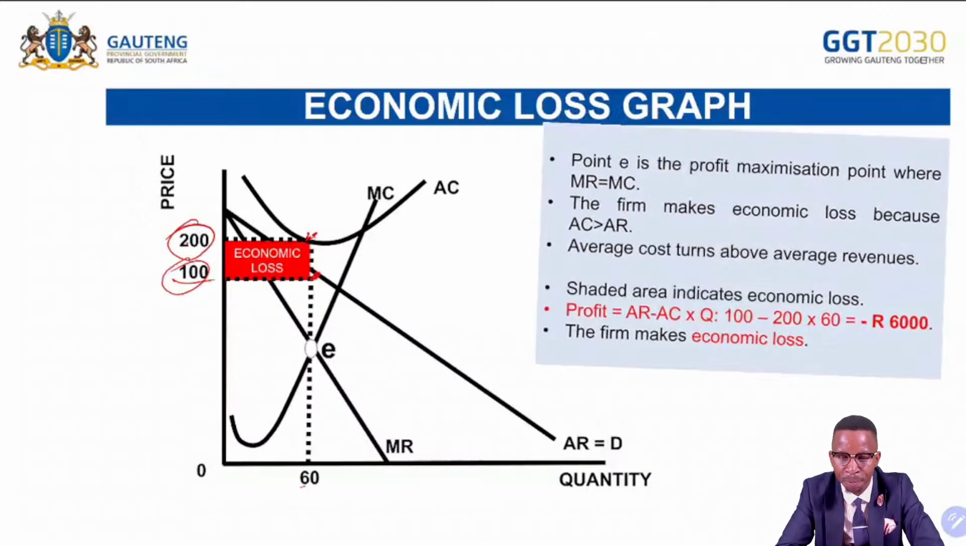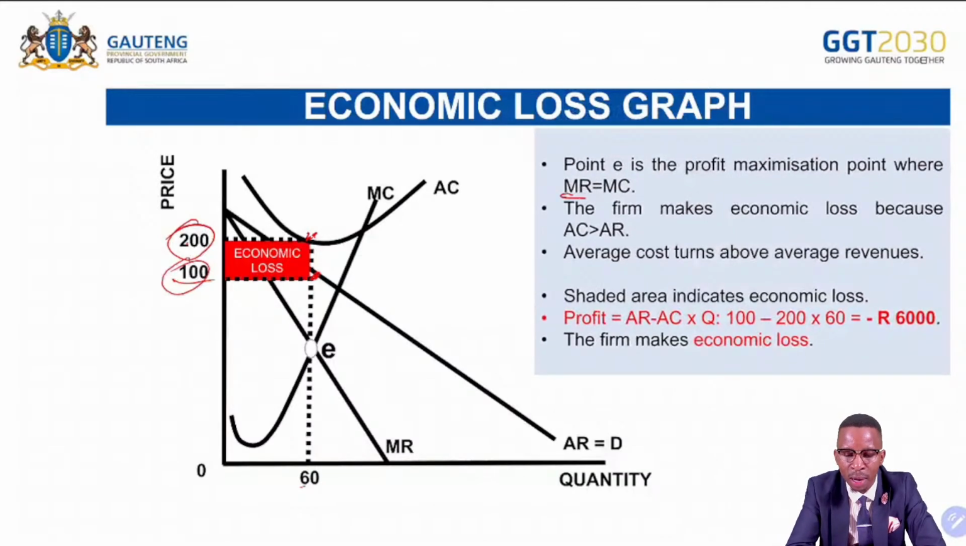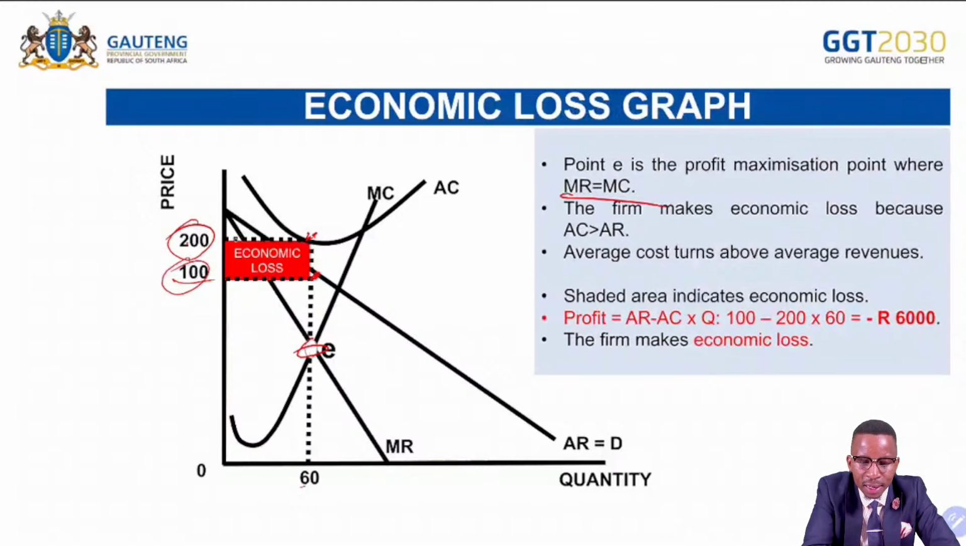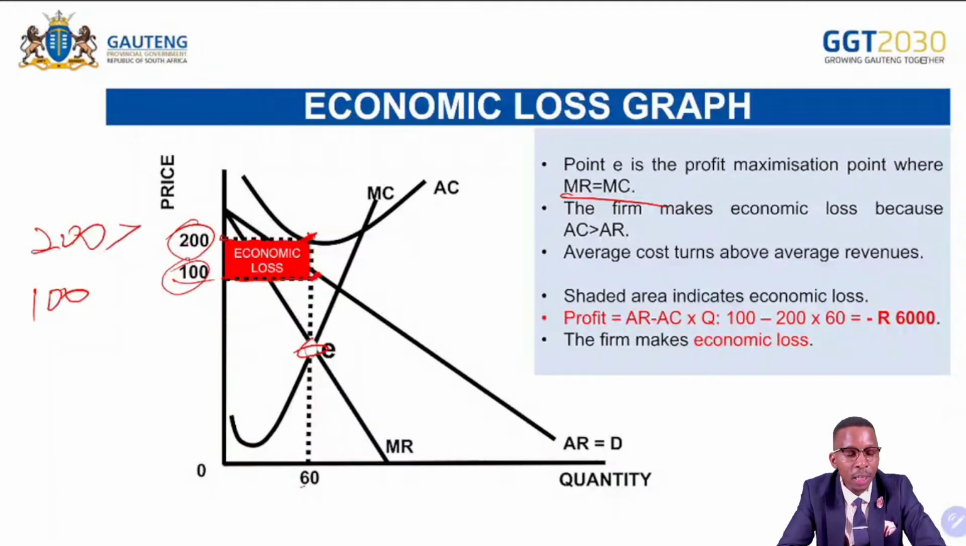Here is the explanation. Point E is the profit maximization point as usual, where MC equals MR. The firm makes economic loss because AC is more than AR. Look at this: our AC, at its turning point, equals 200, and AR, where it touches, equals 100. That simply means AC is more than AR, then the firm is making economic loss.